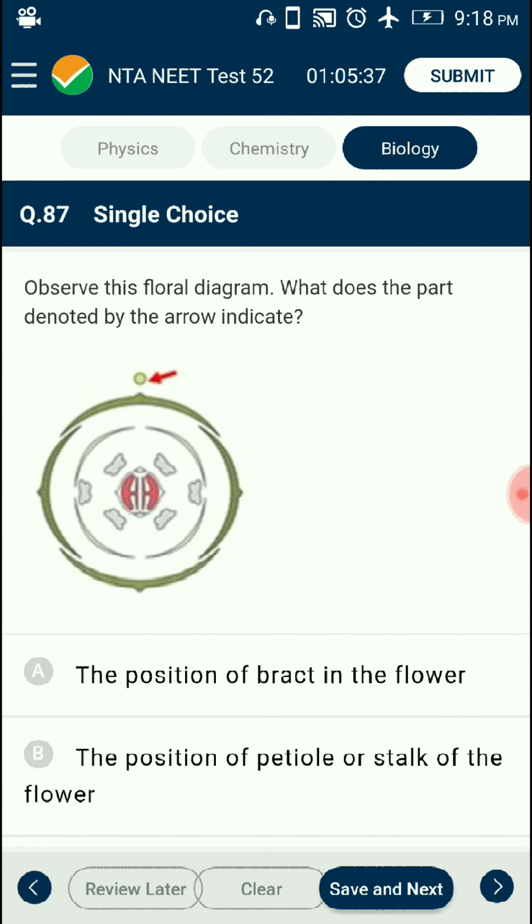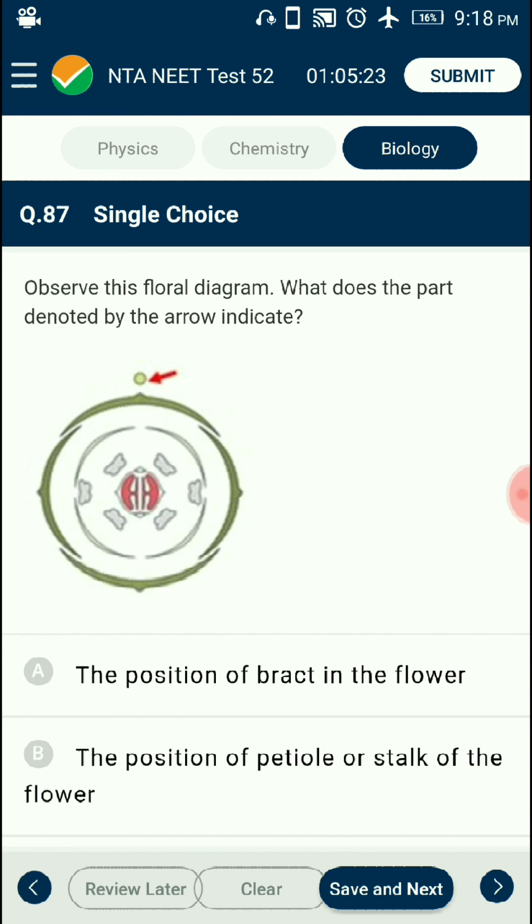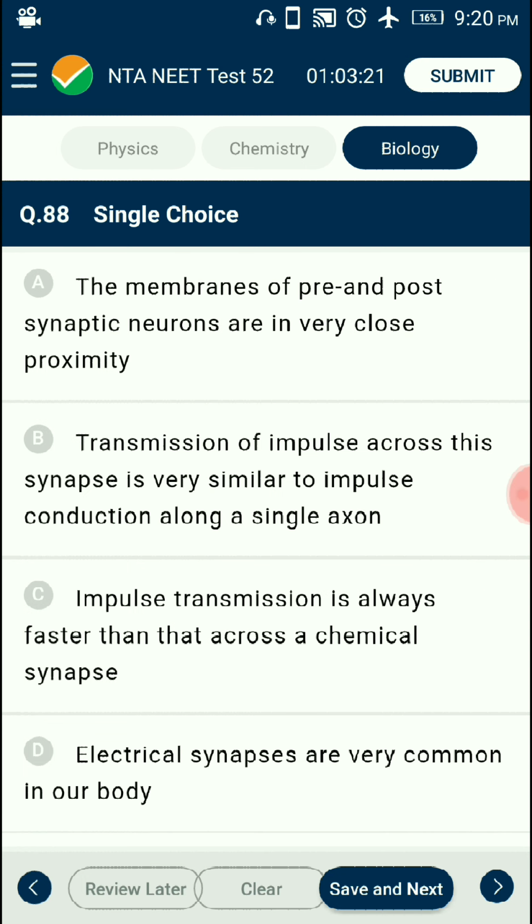The floral formula also shows cohesion and adhesion with parts of whorls and between whorls. So the answer for this question is option D. The position of the mother axis with respect to the flower, that is marked in the floral diagram. Question number 88. All statements about electrical synapses are correct except, no, no. Impulses are transmitted from one neuron to another through junctions called synapses.